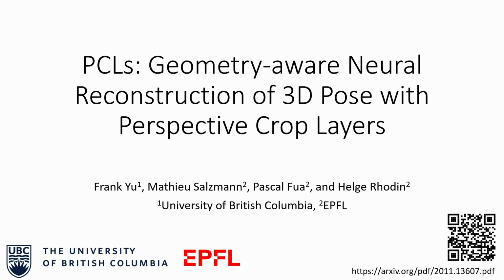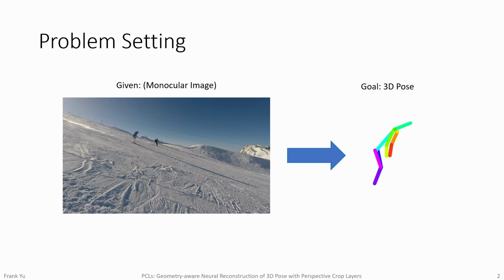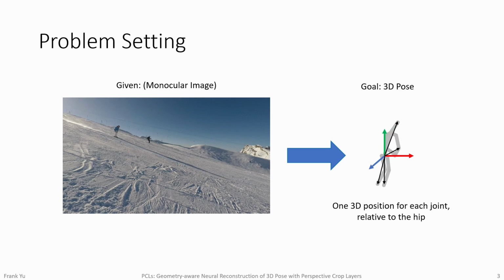In this talk, I'll be describing how we can make existing 3D pose estimation tasks geometry aware by taking into account perspective distortions in input data. In this problem setting, we want to leverage visual data, either through images or 2D keypoints, to estimate the 3D pose of the subject. The 3D pose is a collection of 3D joint positions measured relative to the hip, which is a common practice in 3D pose estimation literature.